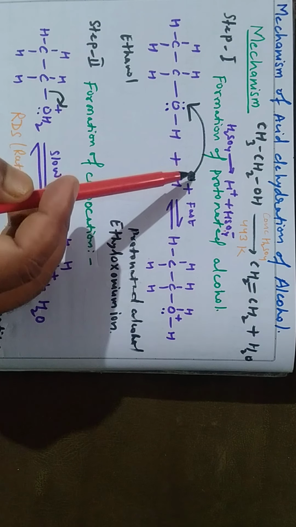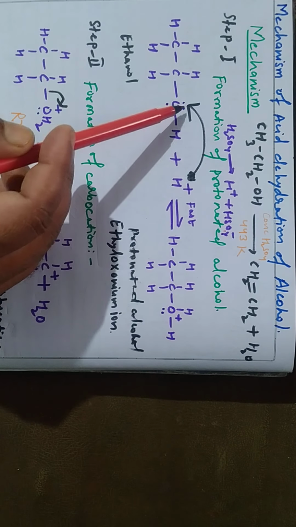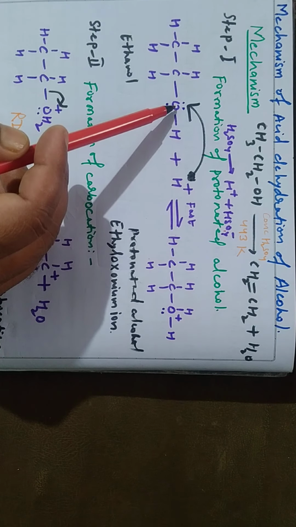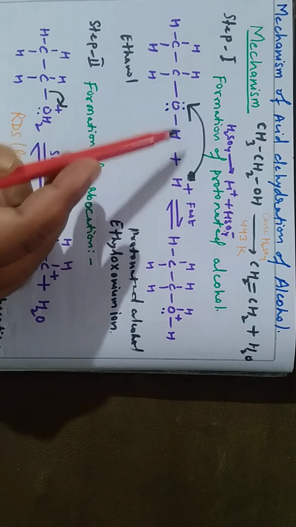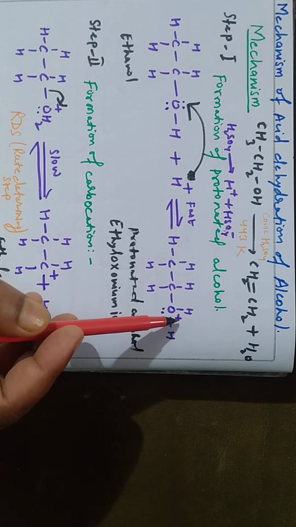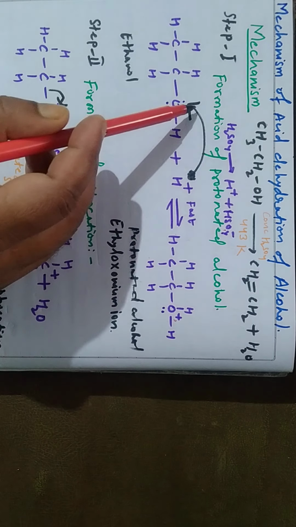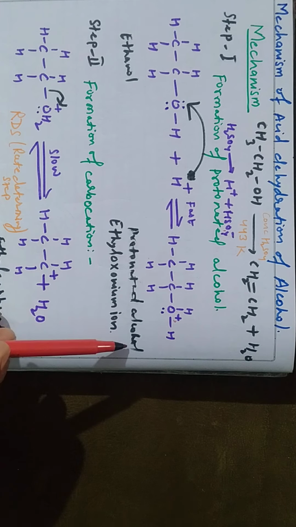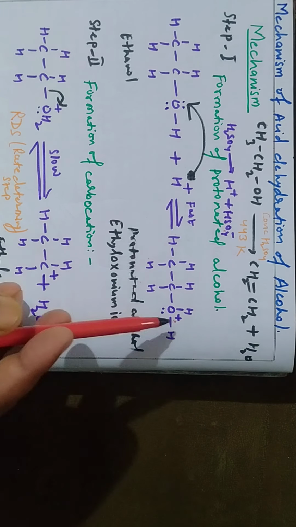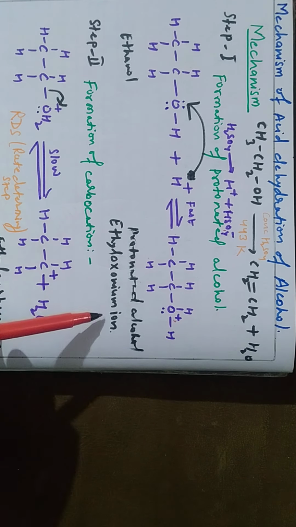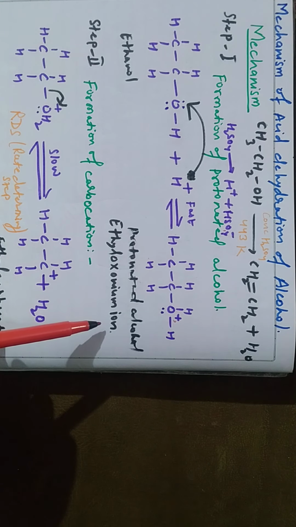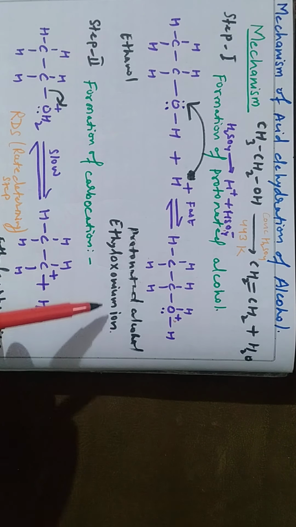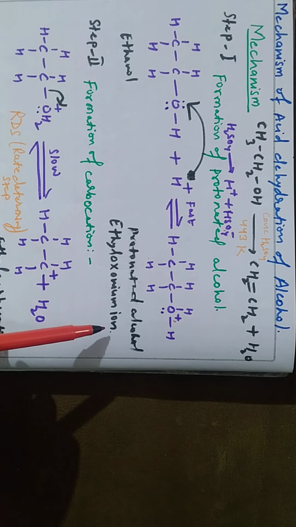As the bond is formed, there is a scarcity of electrons at oxygen. So you can see that a positive charge is developed on the oxygen atom and H is attached to oxygen. You can see here, this is protonated alcohol. We can name it ethyl oxonium ion also. So here ethyl oxonium ion is formed.